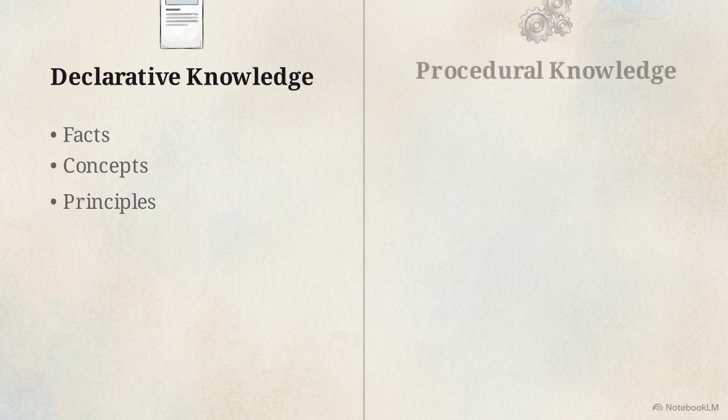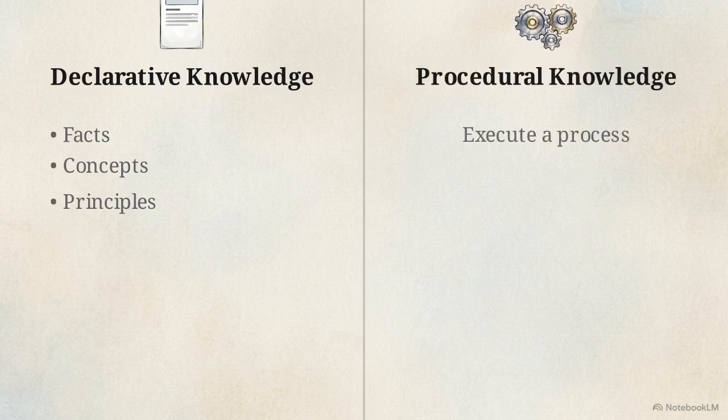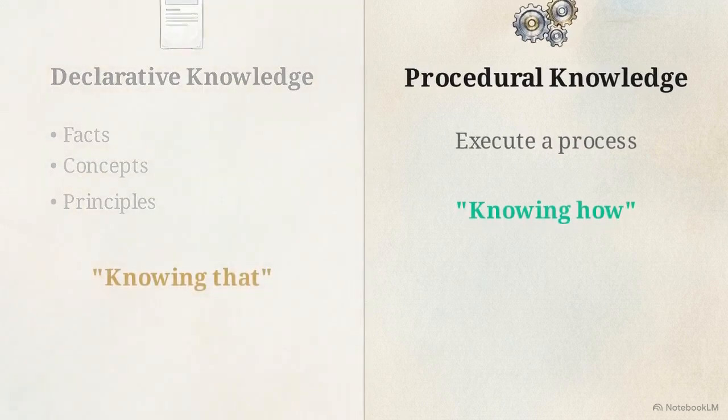To evaluate correctly, we have to distinguish between two types of knowledge. Declarative knowledge consists of facts, concepts, and principles. It is information that simply needs to be known or understood, like recalling the stages of a workflow. Procedural knowledge addresses how to perform a task. It requires the learner to execute a process, produce a tangible output, or solve a physical problem.